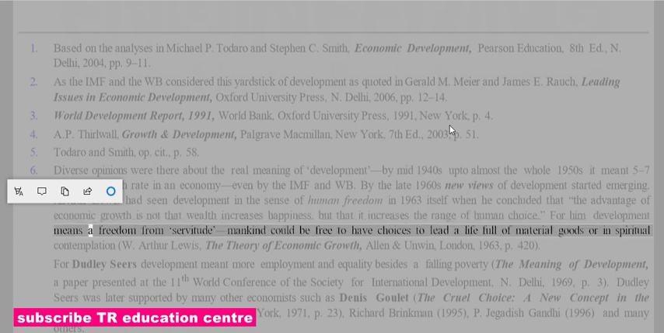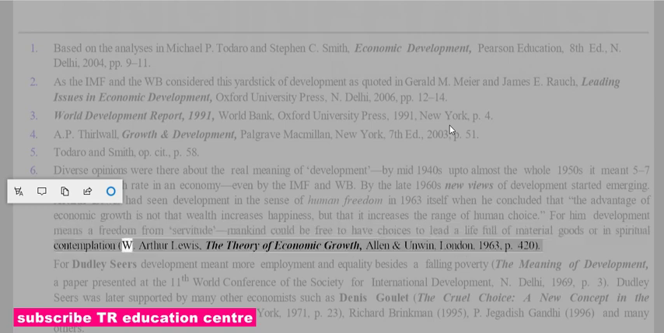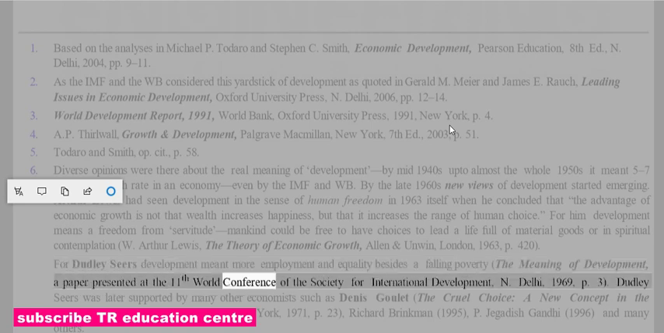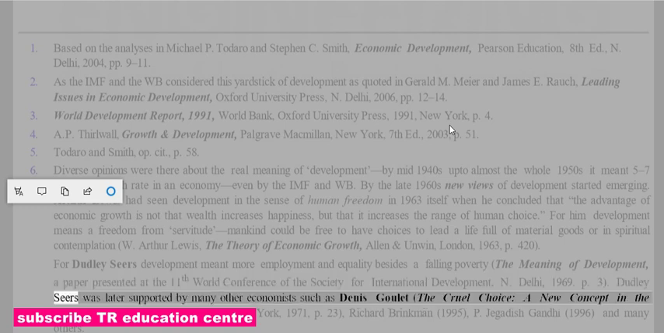For him development means a freedom from servitude. Mankind could be free to have choices to lead a life full of material goods or in spiritual contemplation. W. Arthur Lewis, The Theory of Economic Growth, Allen and Unwin, London, 1963, p. 420. For Dudley Seers development meant more employment and equality besides a falling poverty. The Meaning of Development, a paper presented at the 11th World Conference of the Society for International Development, New Delhi, 1969, p. 3.